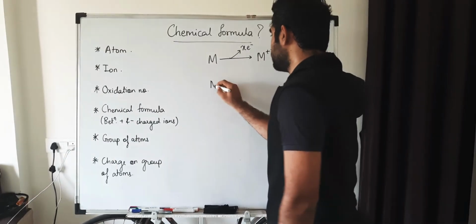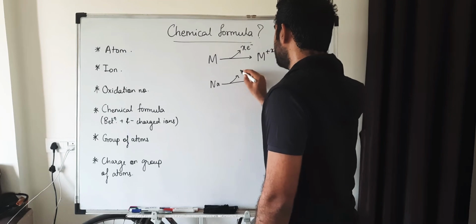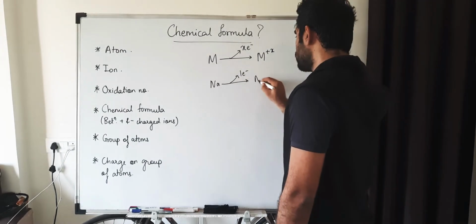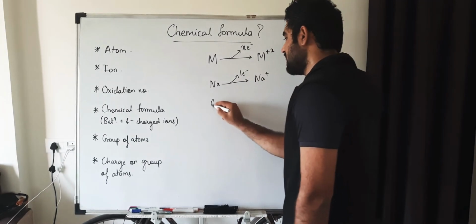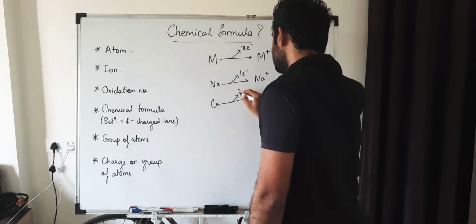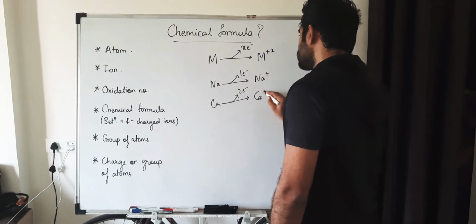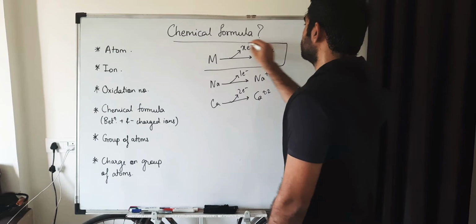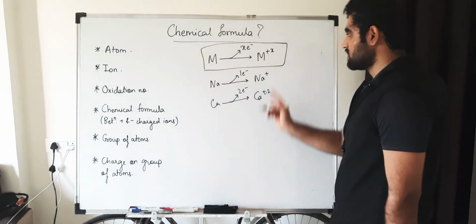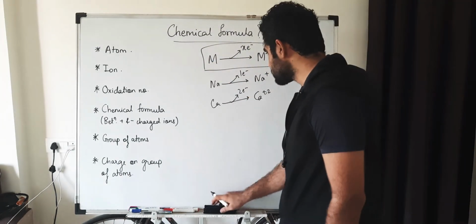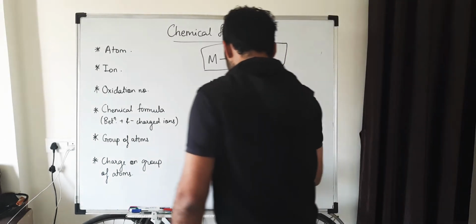We saw sodium donated how many? 1 electron, due to which sodium gained plus 1 charge. Calcium donated 2 electrons and it gained plus 2 charge. Similarly, M will donate X electrons and gain plus X charge. Now let's come to the other side of this. We just discussed donating electrons.